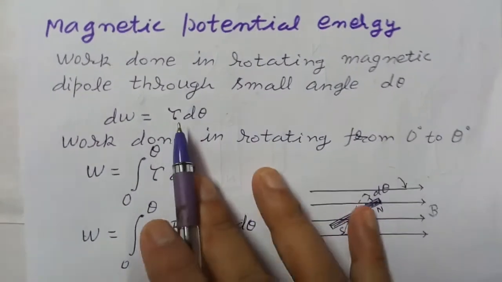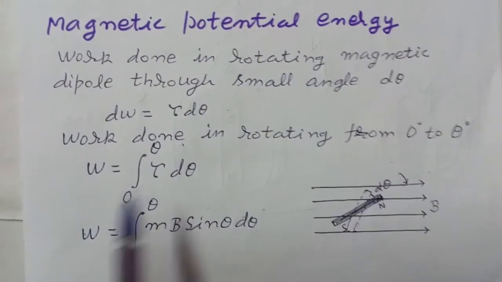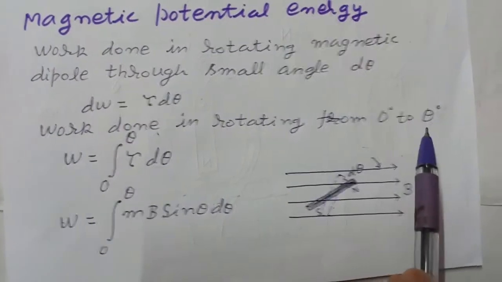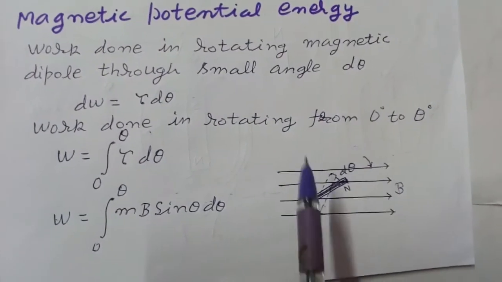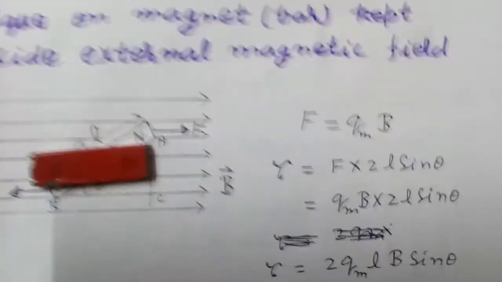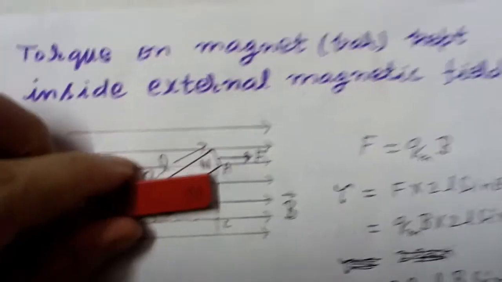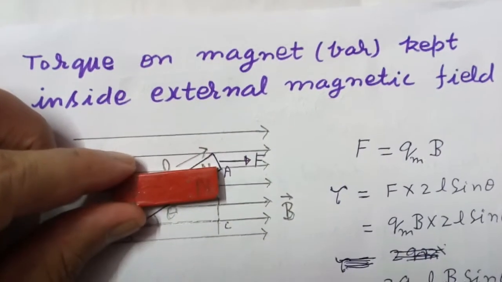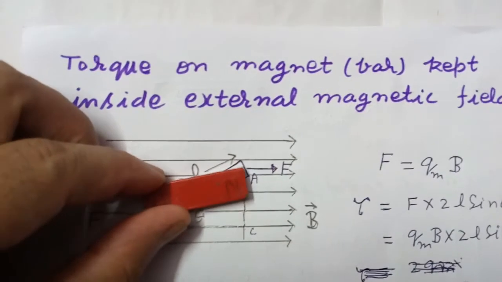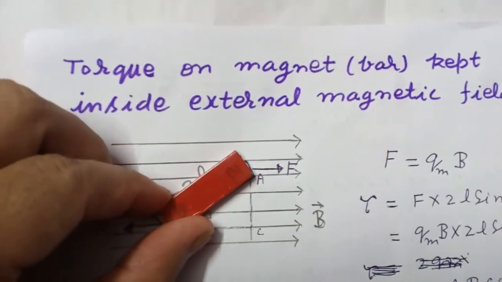This is small work, dW is equal to tau into d theta. So work done in rotating from 0 degree to theta degree, means when this magnet is like this, parallel to the magnetic field, and we rotate it through angle theta like this.